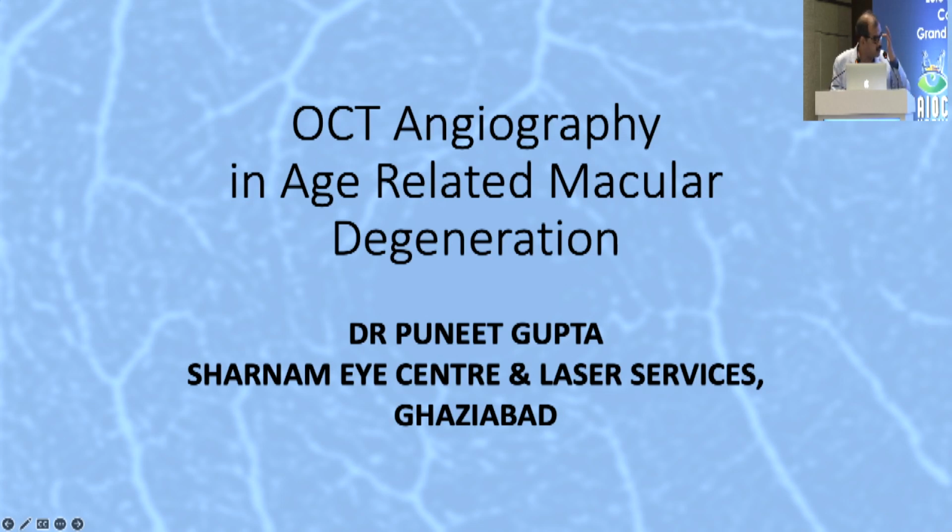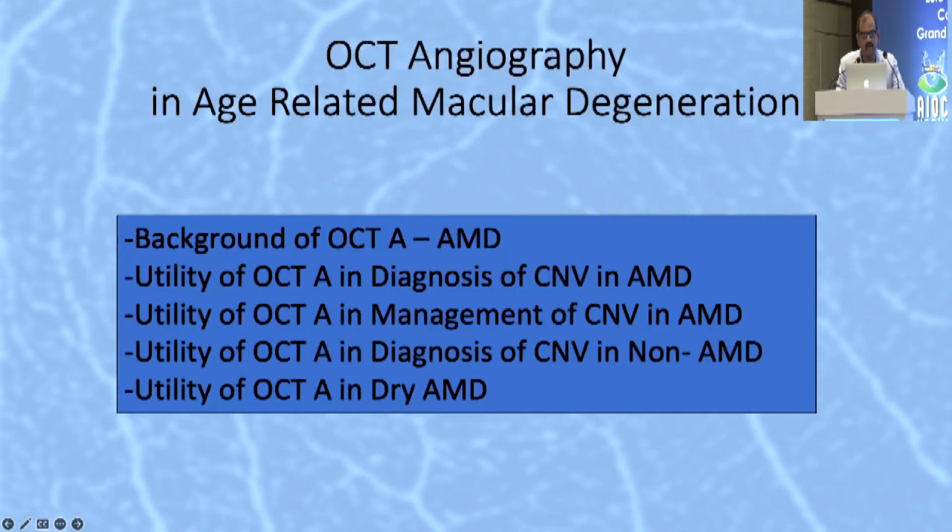Thank you for including me in this interesting instruction course. Good afternoon, everybody. I'll be talking about OCT angiography in relation to age-related macular degeneration. I'll talk a little about the background of OCT angiography technology in relation to AMD, the utility of OCT angiography in diagnosis and management of CNVM in AMD, and also diagnosis of CNVM in non-AMD conditions, because they are the differential diagnosis. In my opinion, AMD is one retinal disorder where the potential of OCT technology is best utilized and gives practical clinical information which is translated into clinical use.